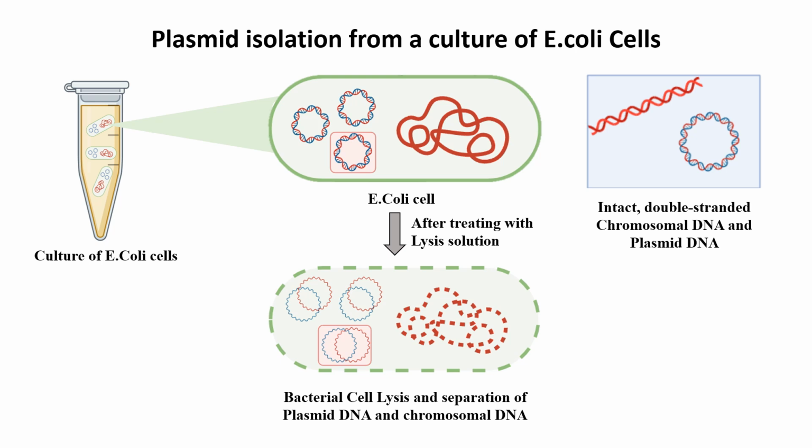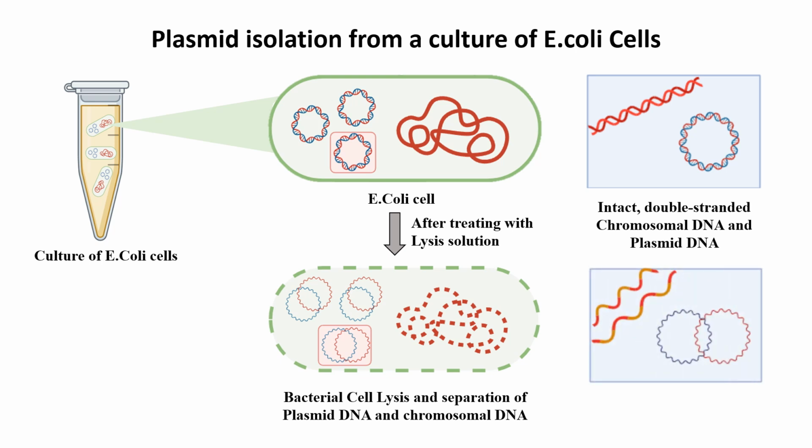in the solution. This stage shows the result after cell lysis and partial separation. The chromosomal DNA has broken down into fragmented, denatured pieces (red dashed lines), while the plasmid DNA remains intact in its circular double-stranded form. This difference in stability and structure between the chromosomal and plasmid DNA allows for the selective separation and isolation of plasmid DNA in further steps.